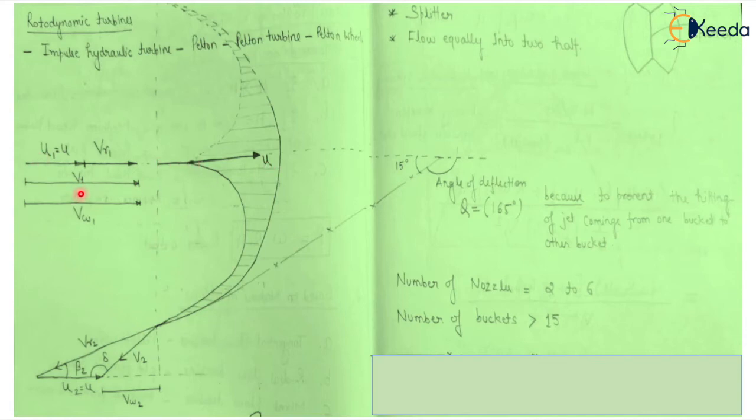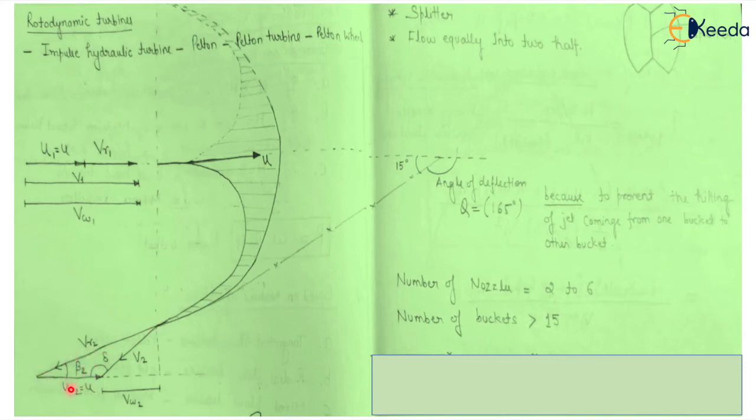V1 is the jet velocity. So what will be the relative velocity? Vr1. And the horizontal component of V1 is Vw1. I have already explained. So in this case, the water or jet is coming horizontally. Now this water is coming like this, and this one is the relative velocity Vr2, this one is V2, and this one is U2, that means the velocity of vane at the outlet.